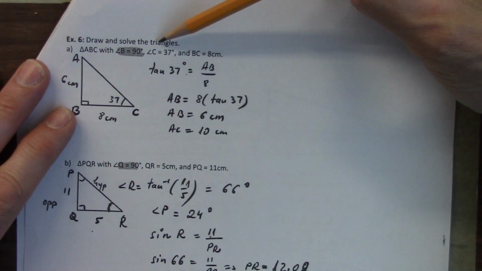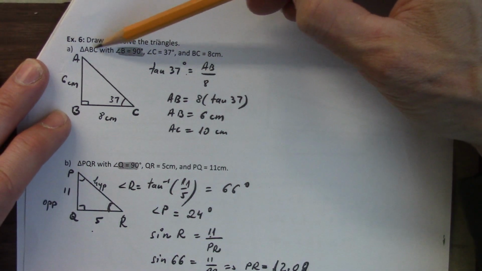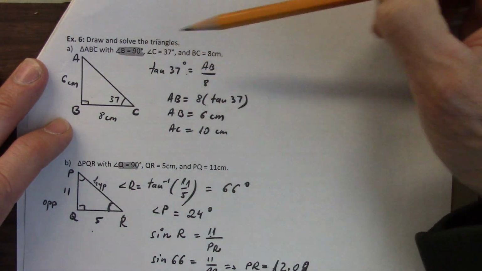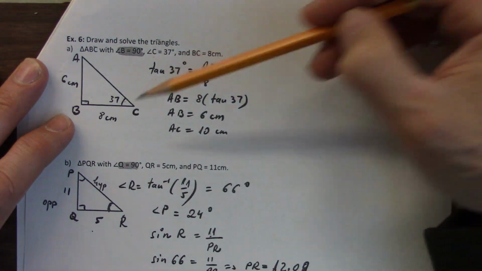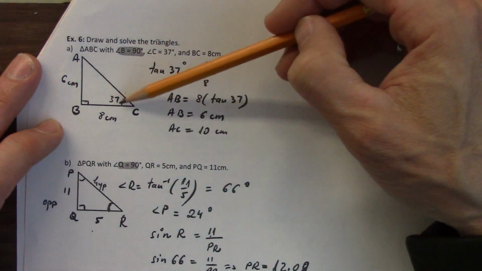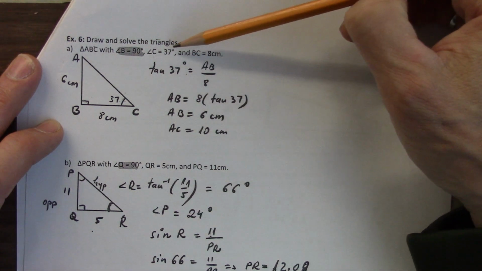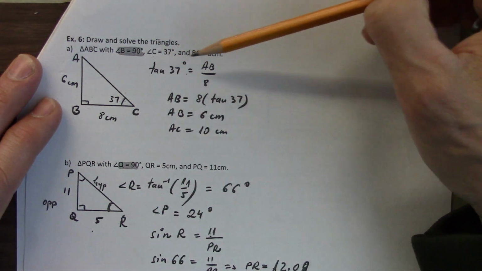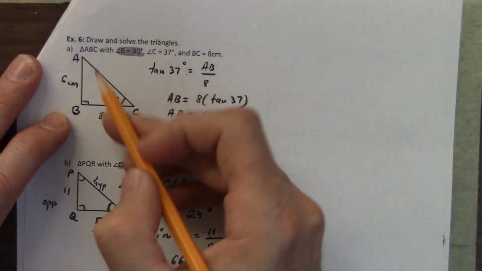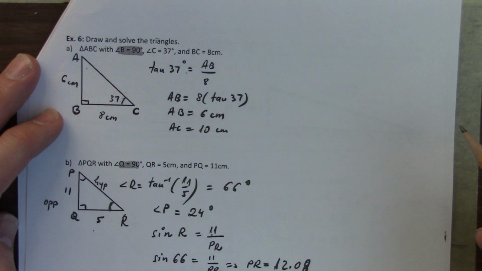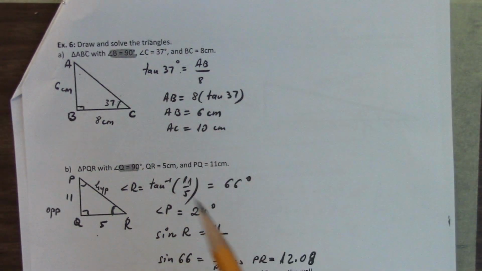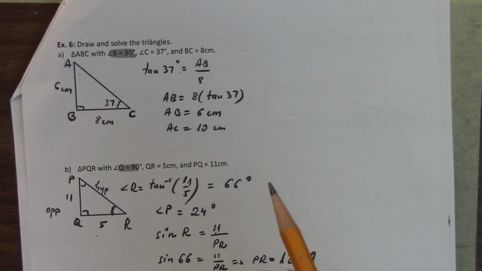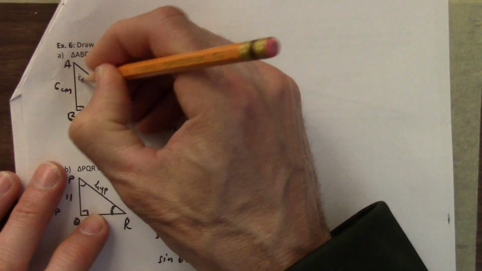Okay. Draw and solve the triangles. So it makes us draw triangle ABC, with angle B is 90. That's easy. Angle C is 37, so we know that's the smaller angle. And the length BC is 8, and that's it. We can get the other angle A by subtracting 37 from 90. We know this is 53.